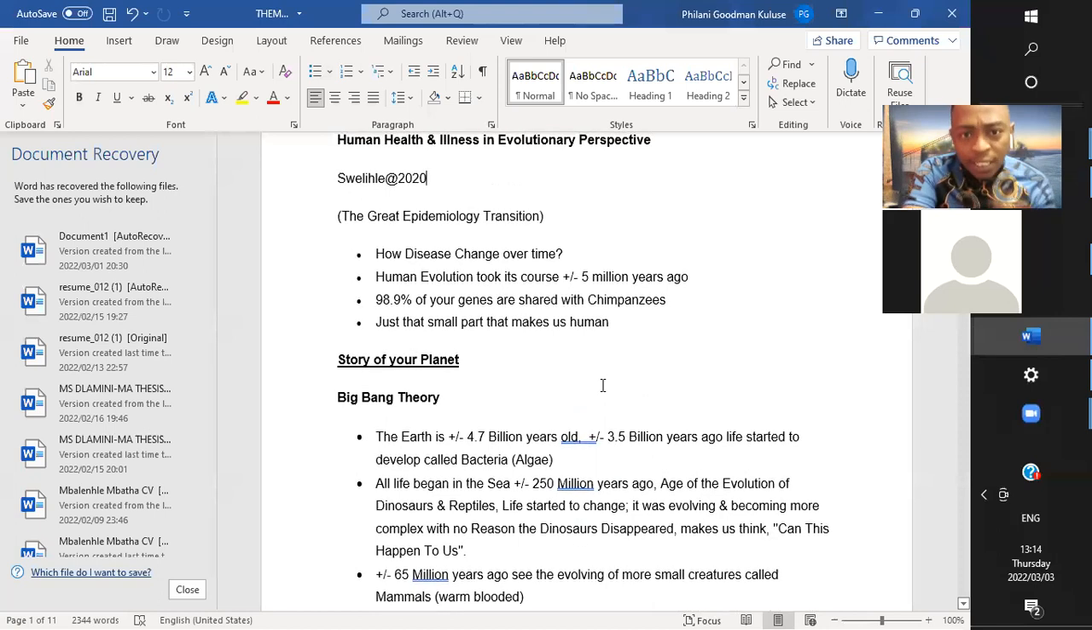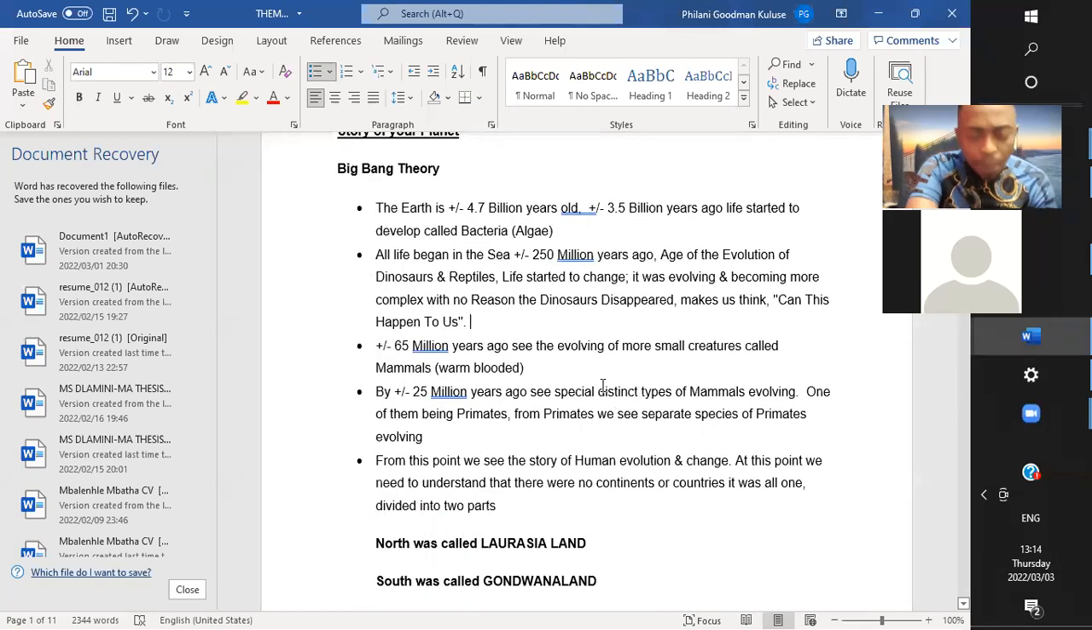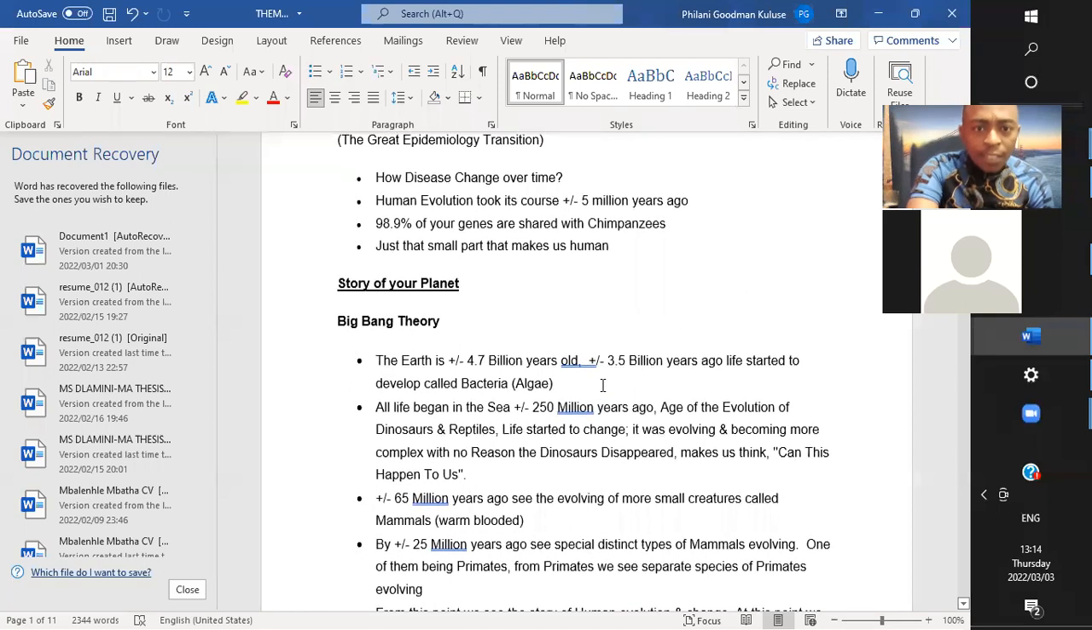Okay, as we can see, health, illness, and evolutionary perspective. Going to our first aspect today is how disease changes over time. Diseases have changed, they've transformed. This is because of climate change, possibly. This is because of habitat transformation. This is because of the increased human population, which we understand comes with many health and environmental problems. Human evolution took its course plus or minus 5 million years ago.